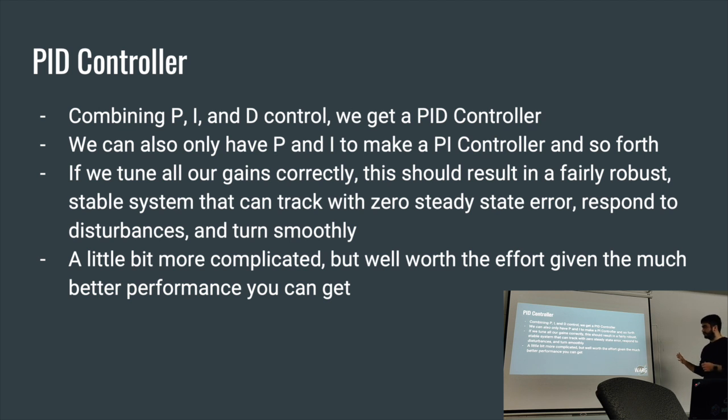So in terms of PID controllers, if we have a full PID, we can also have just a PI controller. We don't actually need a derivative controller, depending on our system. But if we tune all our gains correctly, finally this should result in a fairly robust and stable system that can track with no error, respond to any disturbances, and turn smoothly. This is more complicated than in the hard coding case, for example, or just in the proportional case. But it's usually well worth the effort if you actually tune these systems correctly.